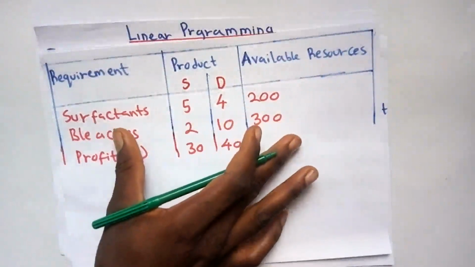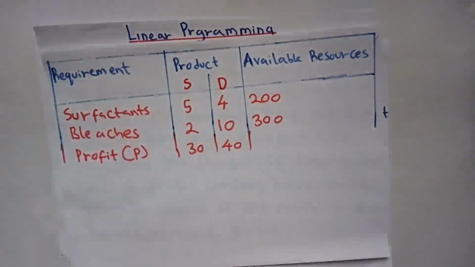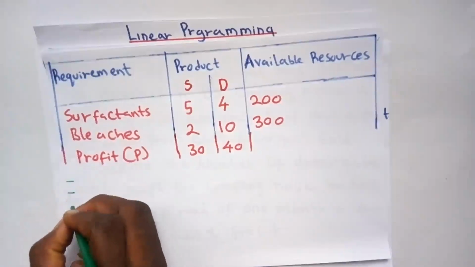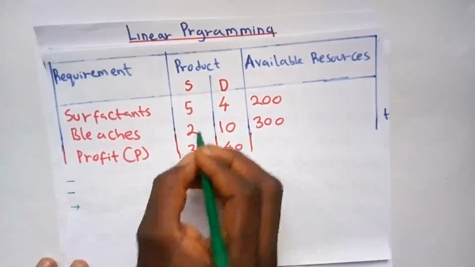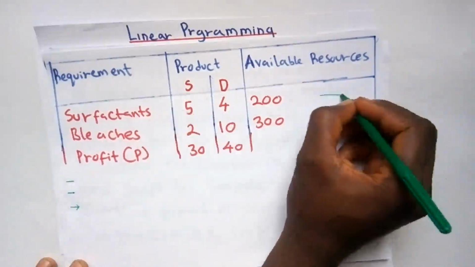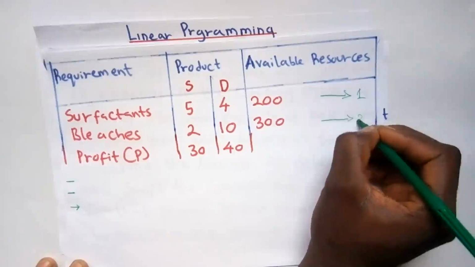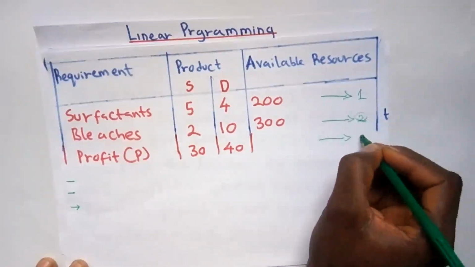You can get your table in this format. Look at the next thing to do: first constraint, second constraint, and the objective function. Look at the first constraint here. First constraint, second constraint, objective function.